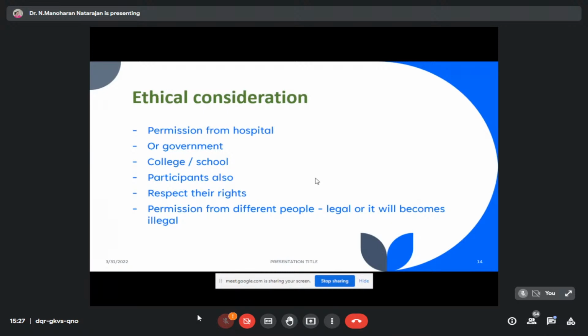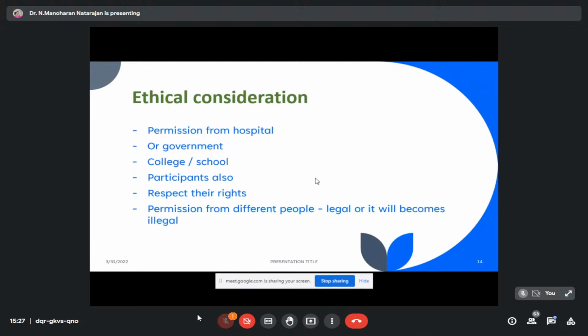What is that ethical consideration? It's nothing but getting legal permission from the organization as well as the participants, because it should not affect their rights. We have to respect their rights, because someone doesn't want to expose their COVID positive cases. We found these cases in previous months and years. Everyone was initially afraid to say that they were affected by COVID. Like that, some students or participants won't allow us to say these things to all. So we have to get ethical consideration.